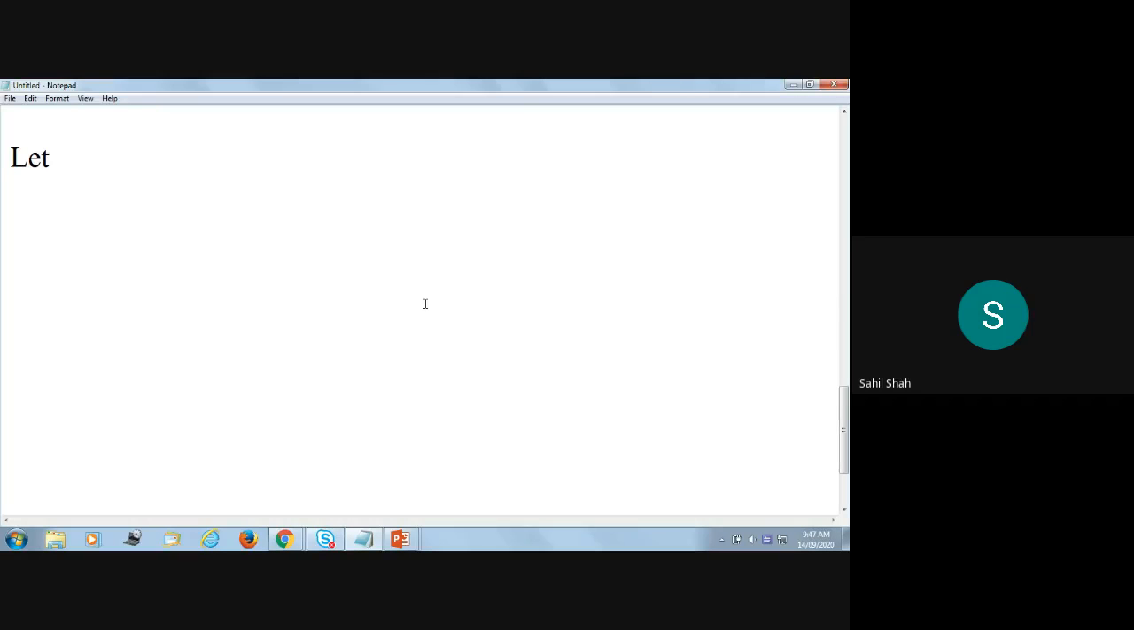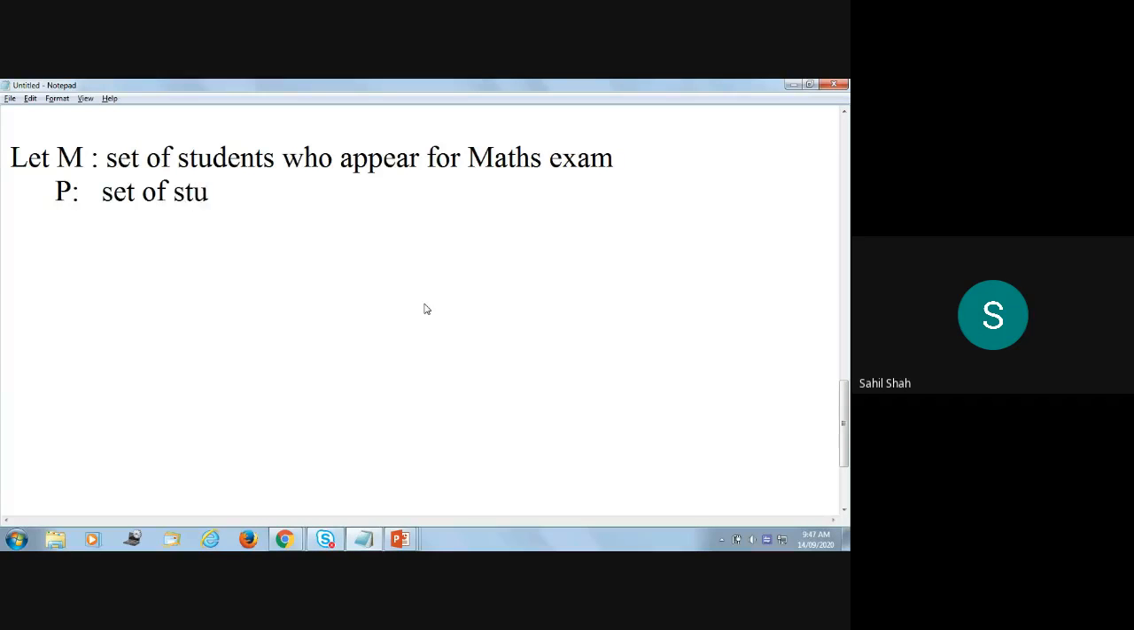Okay. Let M denote the set of students who appear for the maths exam. Let P denote the set of students who appear for the physics exam.